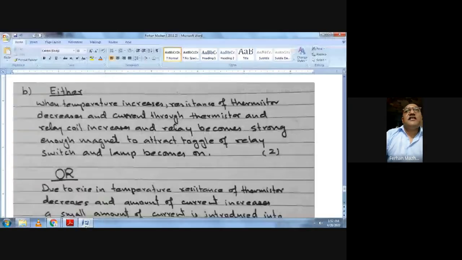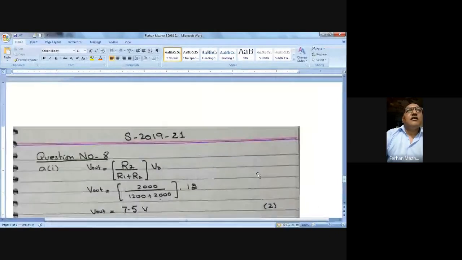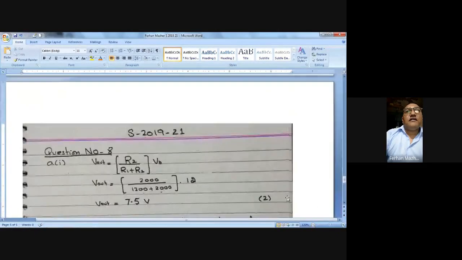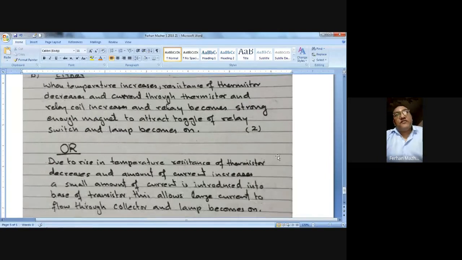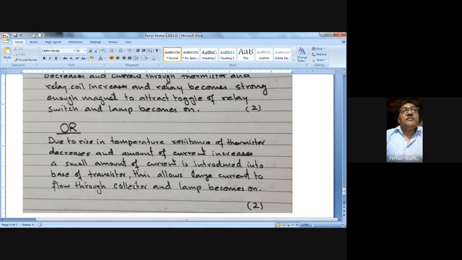Let me reduce the size a little bit. For the first portion: when temperature increases, resistance of the thermistor decreases and current through the thermistor and relay coil increases, and the relay becomes a strong enough magnet to attract the toggle of the relay switch and the lamp comes on. Or, the answer for the or is: due to rise in temperature, resistance of the thermistor decreases and the amount of current increases. A small amount of current is introduced into the base of the transistor. This allows a large current to flow through the collector and the lamp comes on.